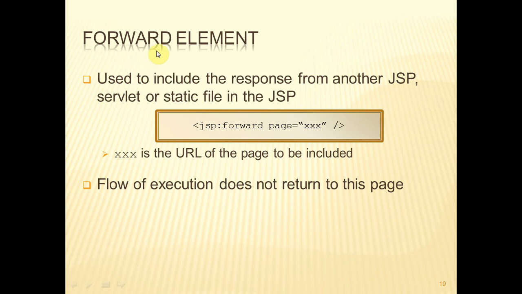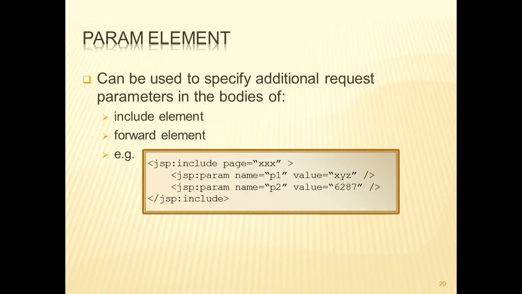Similarly, we've got the forward element, the jsp:forward. This works in the same way. The nominated page or servlet is specified here, and as with servlets, so with JSP, the flow of execution does not return to this page. So there's not any point putting any statements after the forward. Now the param element can be used in conjunction with the include and forward elements. And what we're able to do with these is to specify additional request parameters.